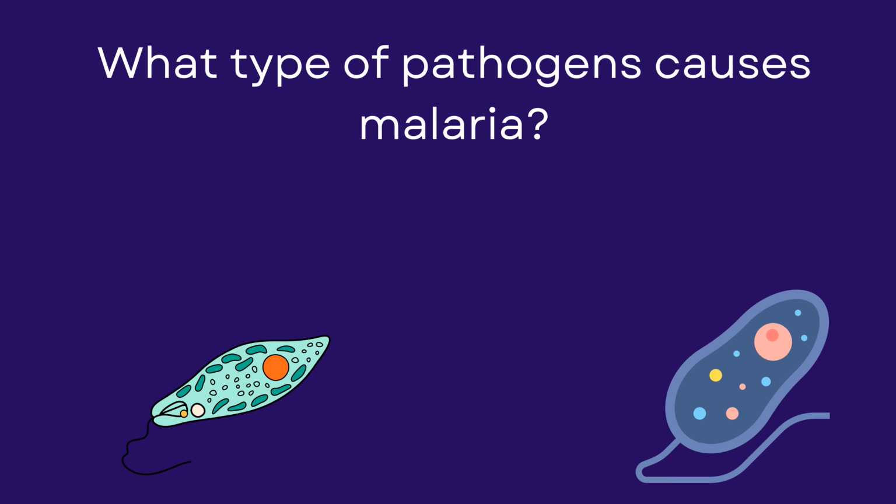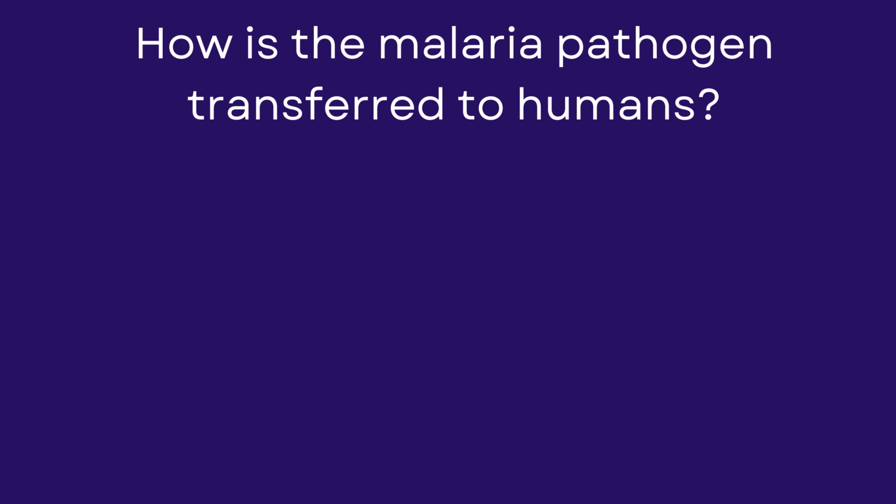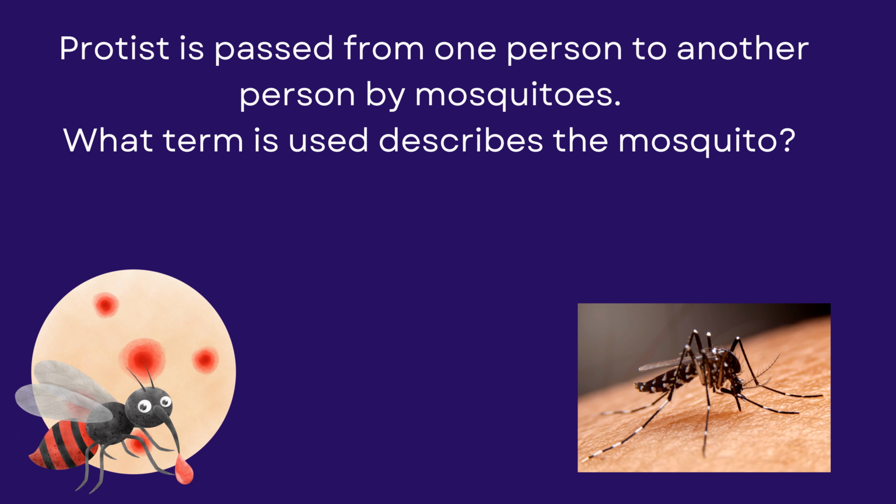What type of pathogen causes malaria? Very good, protist. How is the malaria pathogen transferred to humans? By mosquito bites. Protist is passed from one person to another person by mosquitoes. What term is used to describe the mosquito? Vector.